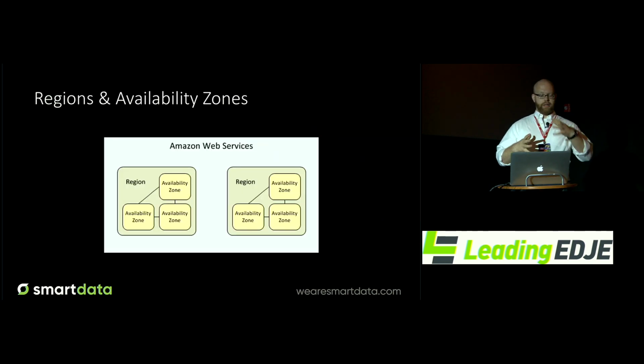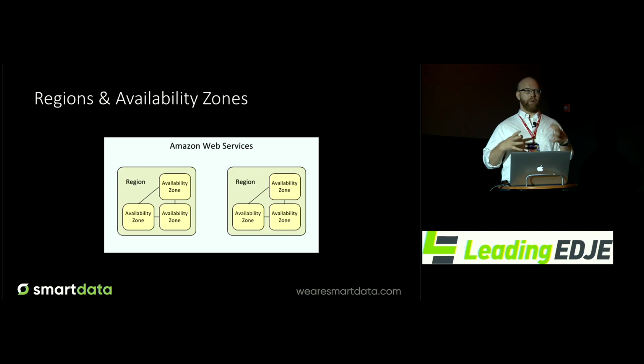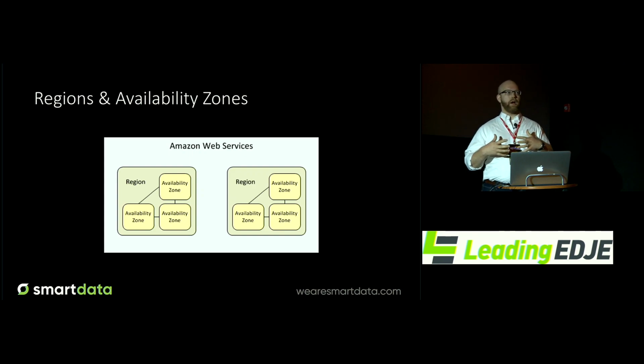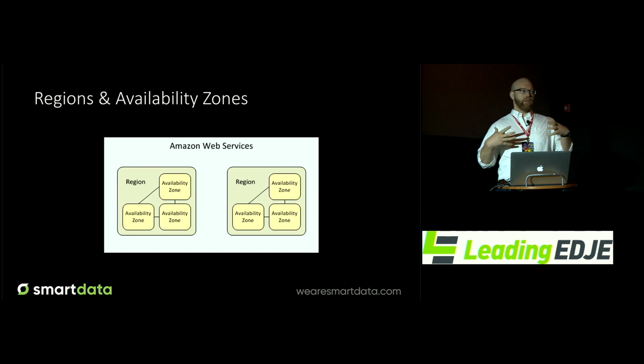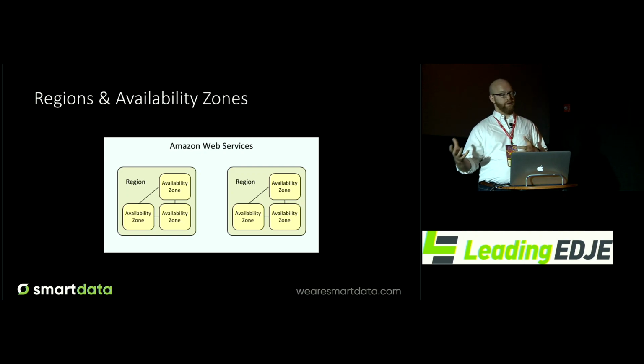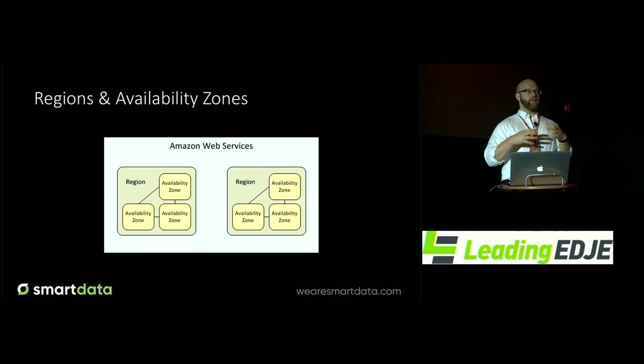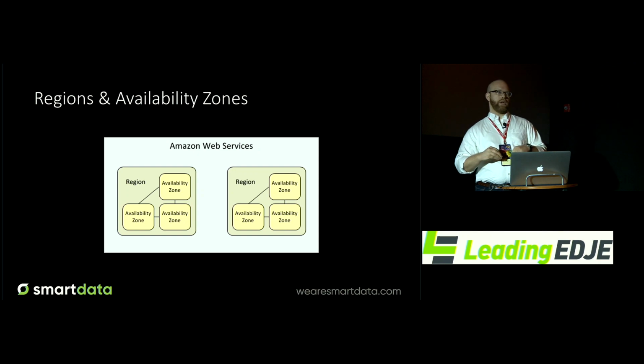So let me explain the concept. AWS breaks things up into these two layers, and they're very pervasive in AWS whenever you talk about it. A region is a geographic area. Columbus, for example, is one of their regions. The availability zones are specific data centers within that region.